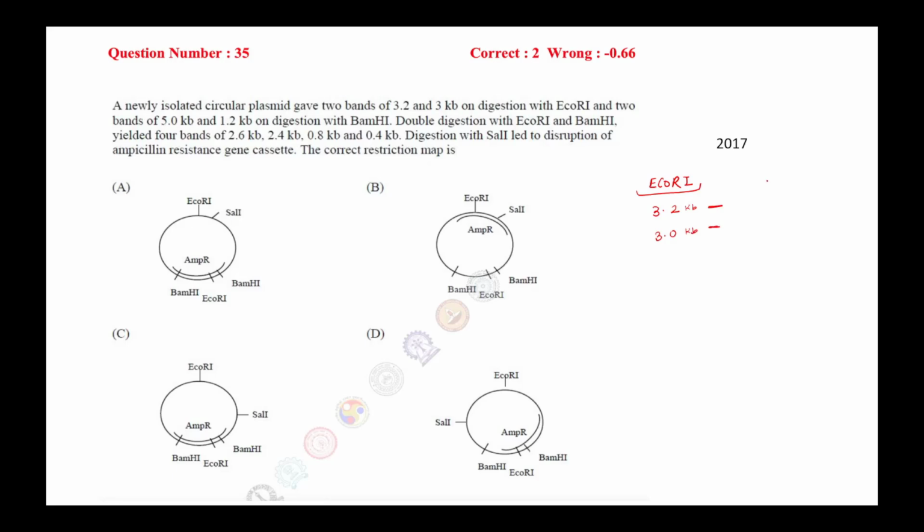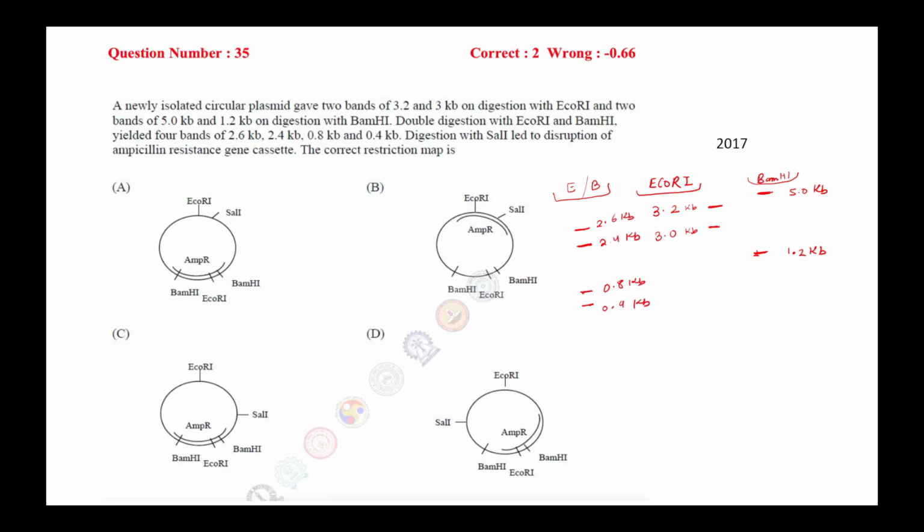And two bands. When BamHI digestion is done, it is giving a 5 kb band and a 1.2 kb band, these two bands. And when digested with both, it is giving 4 bands: 2.6 kb, 2.4 kb, 0.8 kb, and 0.4 kb. This is what is given in the question.